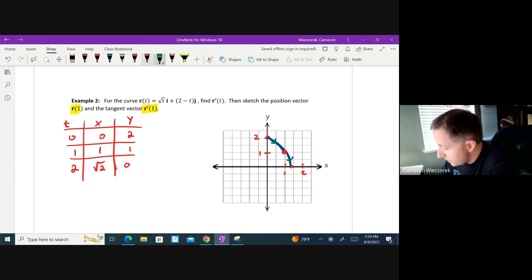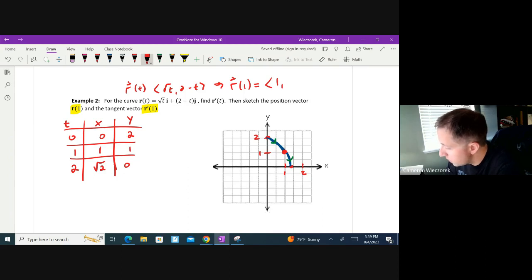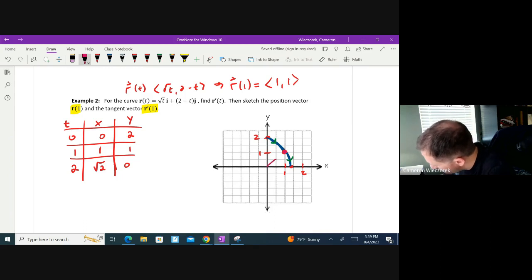We want to find r of 1 and sketch that. So r of 1, in component form, this would be rad t, 2 minus t. So that would imply that r of 1 is square root of 1 would be 1, 2 minus 1 would be 1. So from the origin, I'll do this in pink. I'm going to go 1 unit out to the right and 1 unit up. So it touches that first point. That vector there in pink represents r of 1. So that's my position vector.